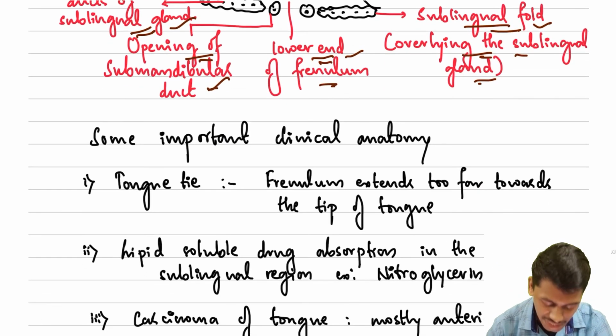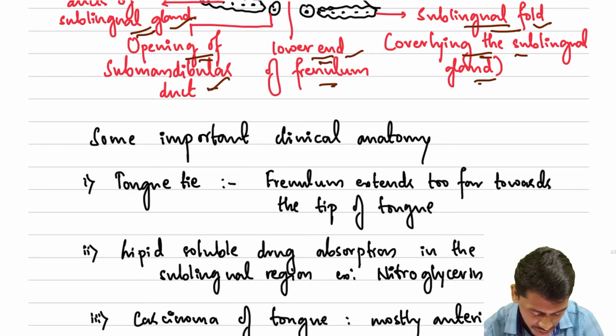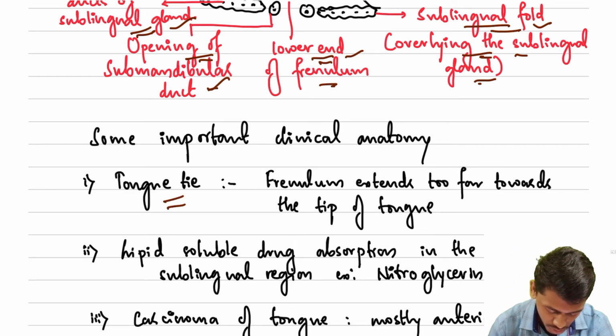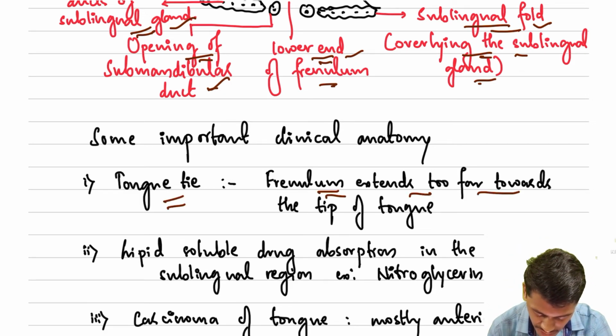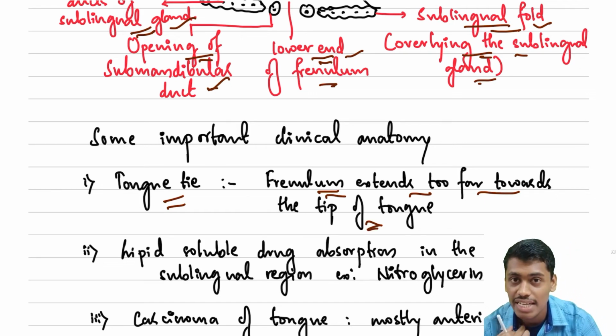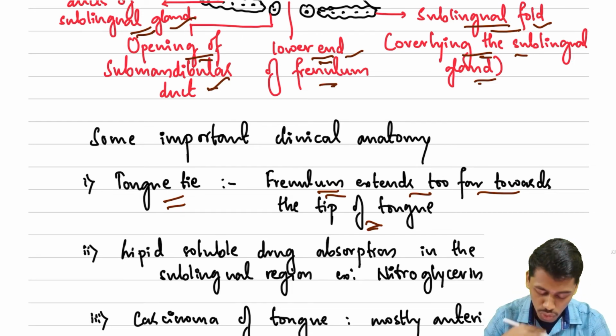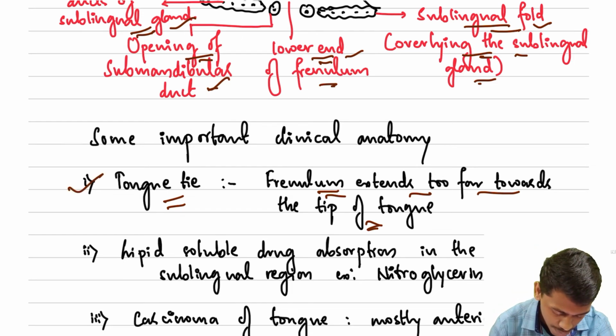And some of the clinical anatomy that you should know, which is also important for your university exams, is something called tongue tie. So what is tongue tie? Actually the frenulum is attached a little bit backwards, towards the root. When it comes too far forward towards the tip of the tongue, that is called tongue tie.